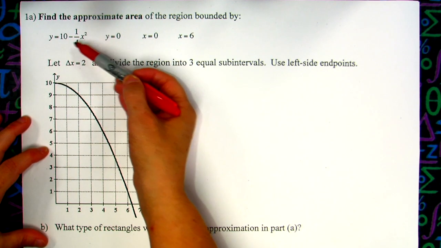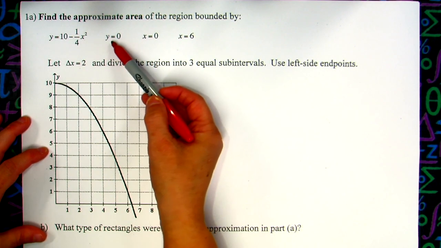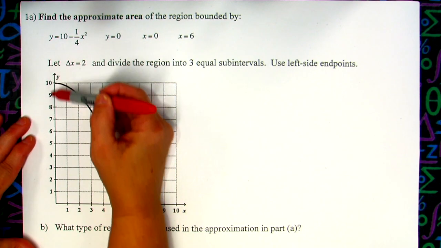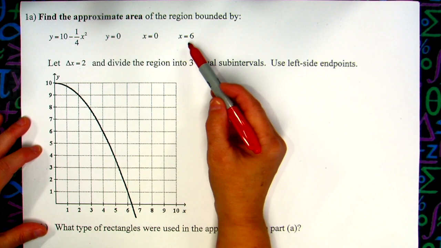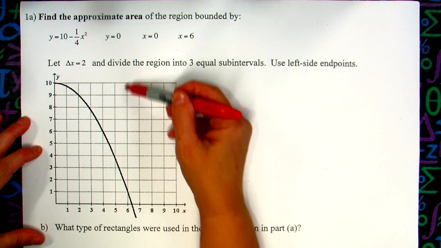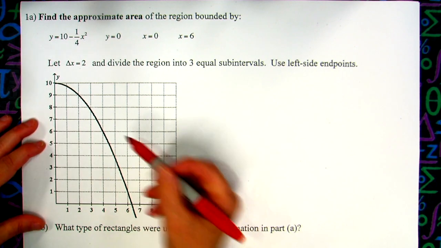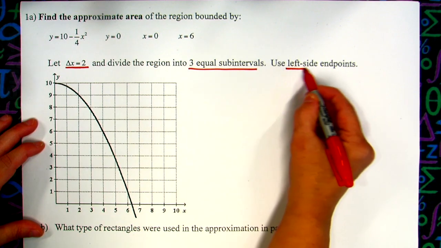We've got an upside-down parabola with a vertex at 10. That curve has already been drawn. Your y equals 0 is the x-axis here. The x equals 0 is the y-axis here for a boundary, and then the last boundary, x equals 6. I'm not going to show that boundary on there because we know we're focusing on this area under the curve. I've got a delta x of 2 and 3 equal subintervals, left-sided endpoints.